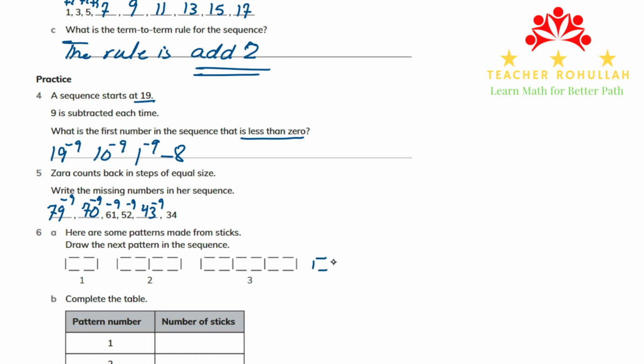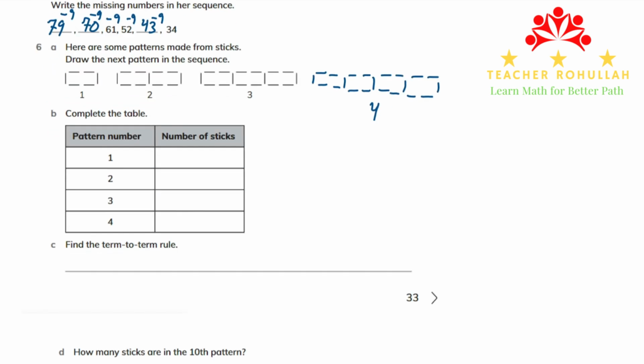1, 2, 3, 4, 5, 6, 7, 8, 9, 10, 11, 12, 13, 14, 15, 16, 17, 18, 19, 20, 21. This is the fourth pattern. As it's asking us to draw the next pattern, we found the fourth one, which has 21 sticks. Let me scroll a bit down to move to part B.